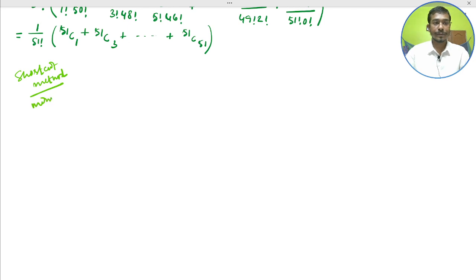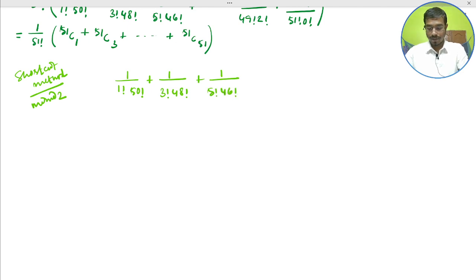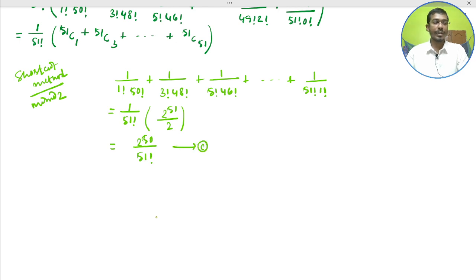This is method 2: 1 by 1 factorial 50 factorial plus 1 by 3 factorial 48 factorial plus 1 by 5 factorial 46 factorial plus dot dot plus 1 by 51 factorial 1 factorial. Just calculate. 1 by 51 factorial is common, so here it would be 2 to the power 51 divided by 2. So after calculation it would be 2 to the power 50 divided by 51 factorial. So option C would be the correct one.